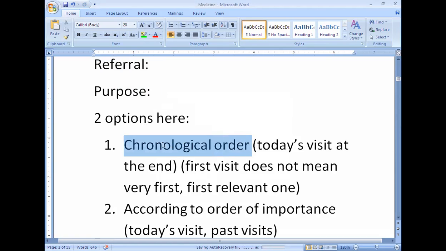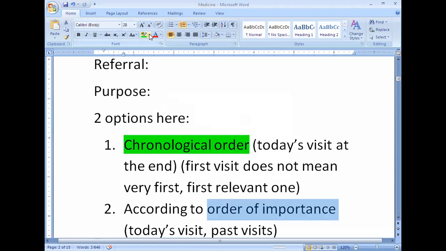We have two options. Number one is chronological order and number two is order of importance. Can you please tell me the difference between chronological order and order of importance? Chronological order means based on the date. Yes, based on dates. Use simple words. Chronological order is based on dates, but how?